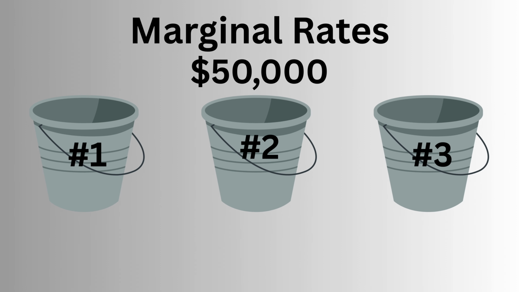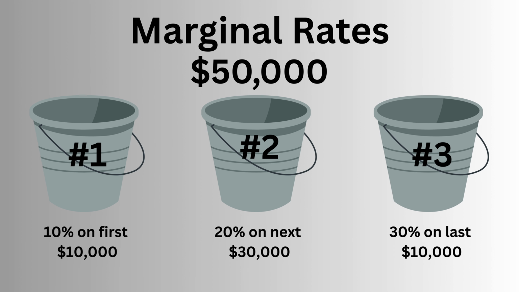Now let's apply this bucket illustration to a marginal tax rate example. Let's say you have a friend who earns $50,000 a year in taxable income. For hypothetical purposes, let's assume their tax brackets are 10% on the first $10,000 they earn, 20% on the next $30,000 they earn, and 30% on anything they earn above $40,000.